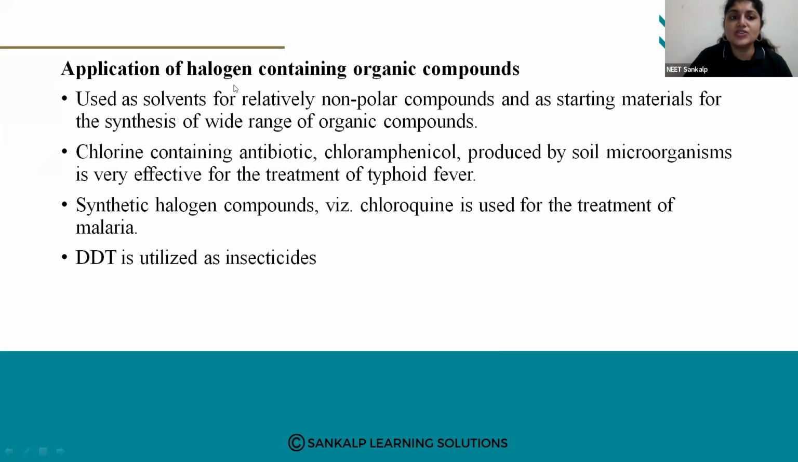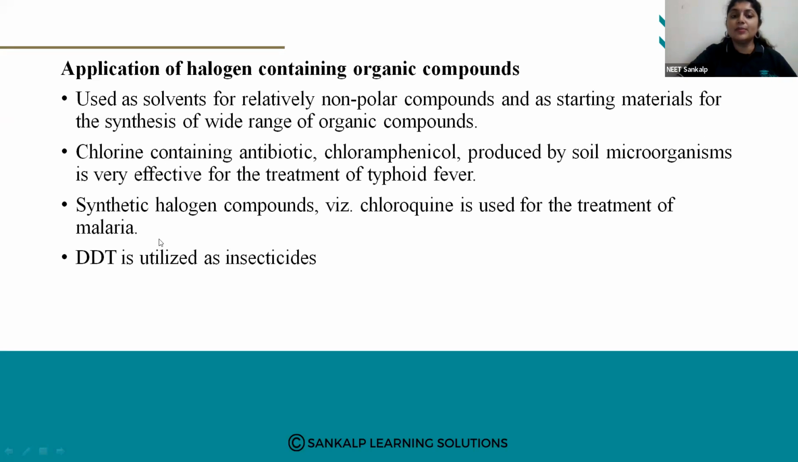What are the applications of halogen containing organic compounds? They are used as solvents for relatively non-polar compounds, and as starting materials for the synthesis of a wide range of organic compounds. The chlorine containing antibiotic chloramphenicol, produced by a soil microorganism, is very effective for the treatment of typhoid fever.